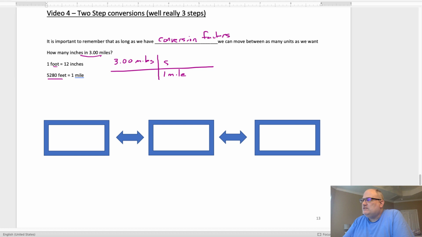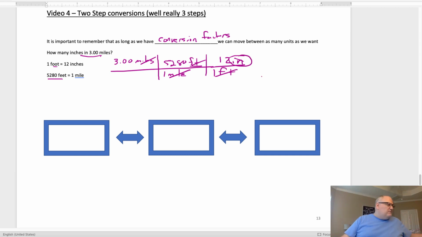So couldn't we go 1 mile on the bottom, and then 5,280 feet on the top? And when we do that, that allows us to cancel out our miles, and now we're at feet. But if we want to go one more step, for every 1 foot, there are 12 inches. And we could cancel out our feet here, and the unit that would be left over would be inches.